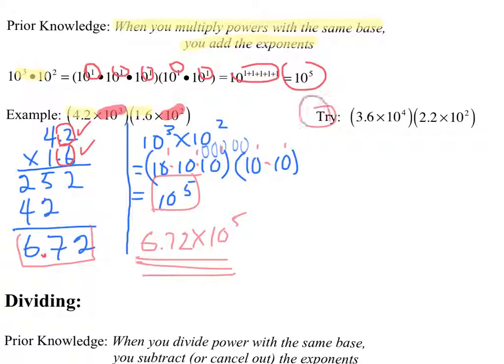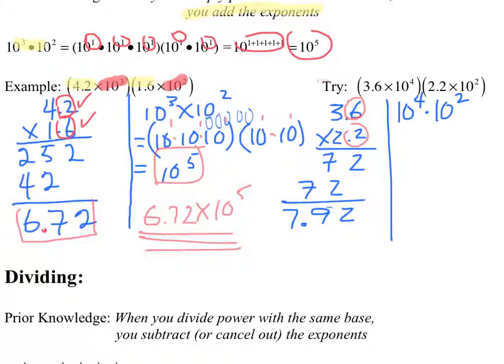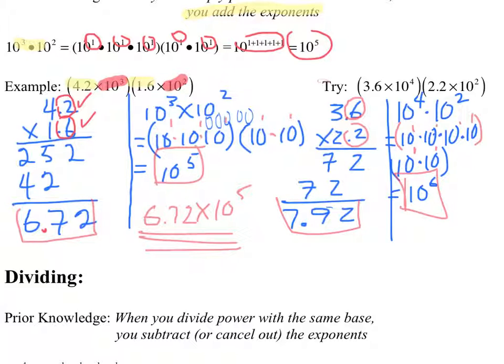You try this one. After multiplying, you should get 7.92 after marking the decimal. And then you multiply 10 to the fourth times 10 squared, which means we're going to add the exponents. And so you lay out the numbers in exponent form, and you add up 10 to the fourth plus 2, which equals 10 to the sixth. So the final answer includes both of these numbers, so it's going to be 7.92 times 10 to the sixth.